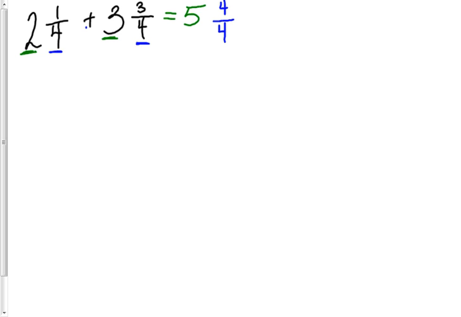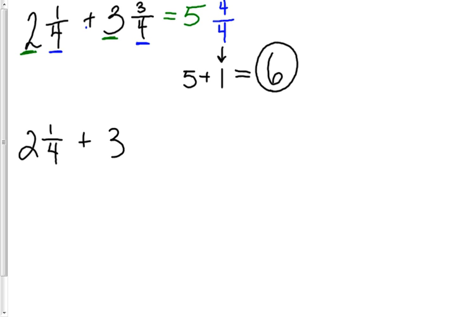Now I'm noticing that 5 and 4/4, I know 4/4 can be changed to something. And this might be a challenge, but I know 4/4 is equal to 1 whole. So I can add 5 plus 1 whole equals 6. And 6 would be my final answer. So that's one way, is to color code or separate your mixed numbers and fractions and add them as separate parts.